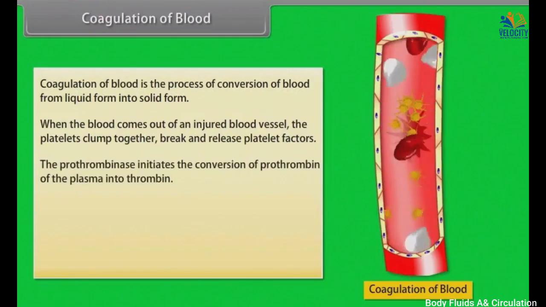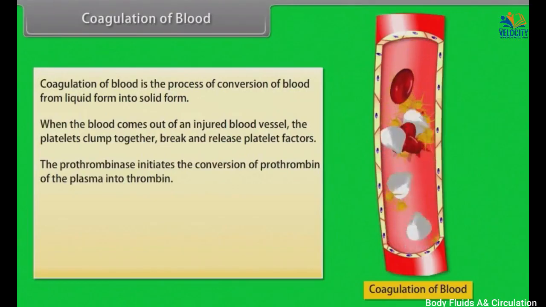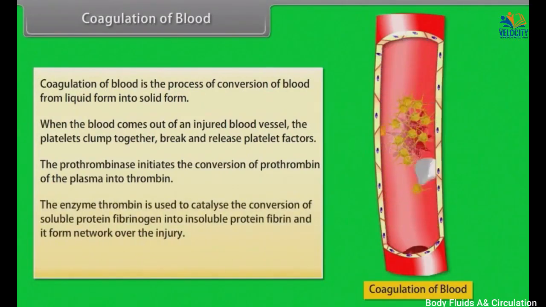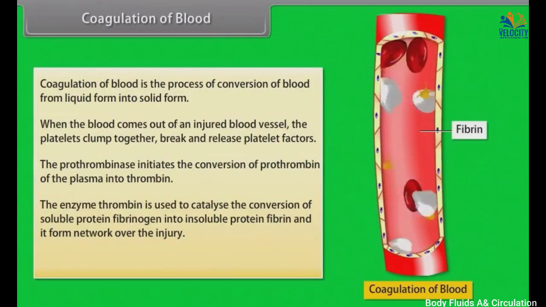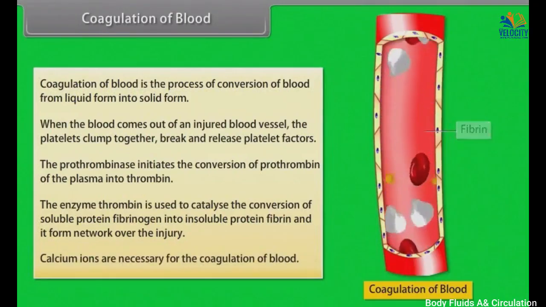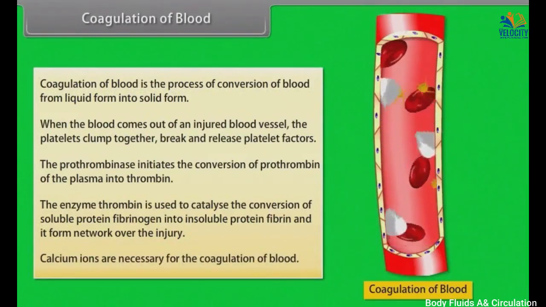The prothrombinase initiates the conversion of prothrombin of the plasma into thrombin. The enzyme thrombin catalyzes the conversion of the soluble protein fibrinogen into the insoluble protein fibrin, and it forms a network over the injury. Calcium ions are necessary for the coagulation of blood.